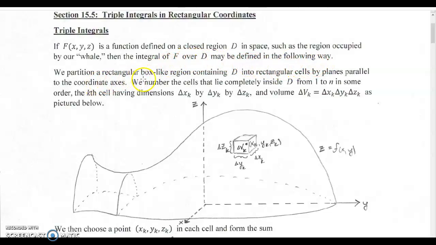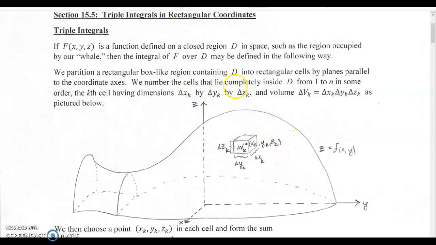We partition a rectangular box-like region containing D into rectangular cells by planes parallel to the coordinate axes. So you can see these basically get these small little cubes. You have a delta in the y direction, a delta in the x direction, and a delta in the z direction. So it gives a little delta V, a small volume underneath this function, if you want to think of it that way, filling the volume that this function z equals f of x, y makes, if you were to imagine it being solid.